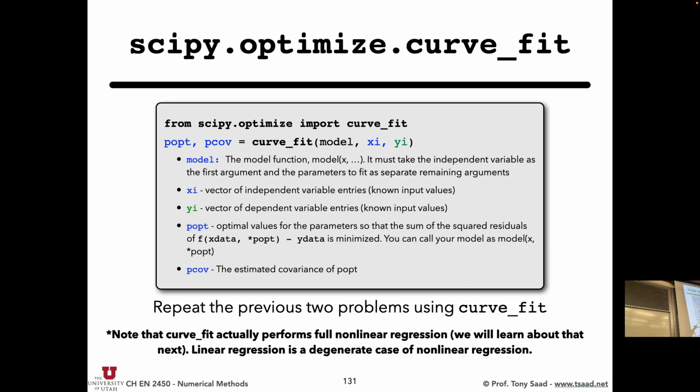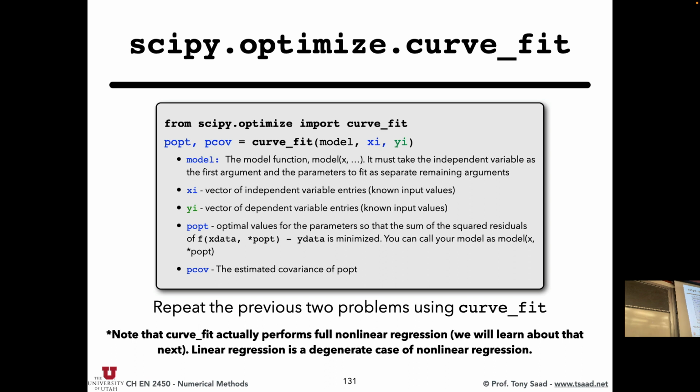Now, by default, curve fit returns two quantities, popt and pcov. This is a common nomenclature used in the regression community. Popt are the optimum parameters. So p parameter opt, so popt, optimized parameters. These are the parameters that minimize the square of the error, okay? So those would be the coefficients of your model.